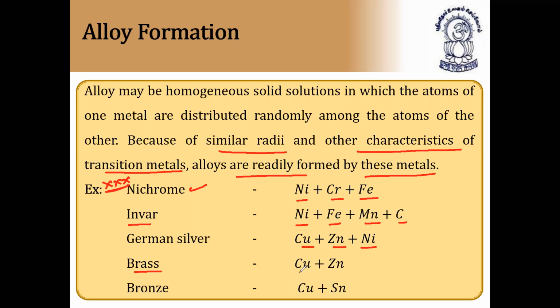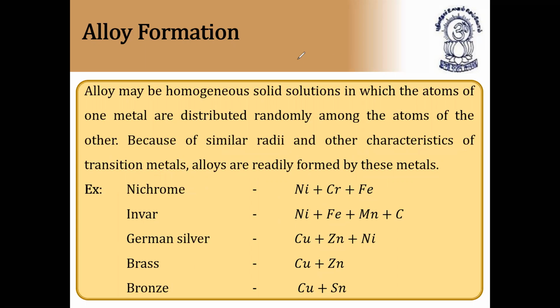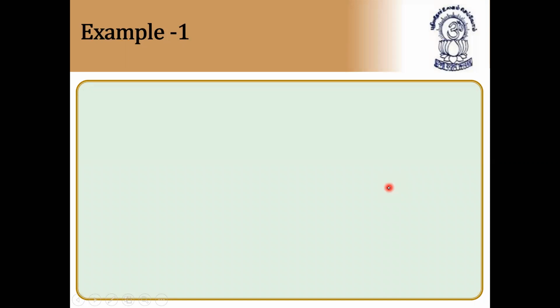Brass is an alloy made up of copper and zinc. Bronze is an alloy made up of copper and tin. So all these are examples of alloys. They'll ask alloy combinations in the entrance exam, so please note it down. Next, we are going to discuss questions based on this topic.